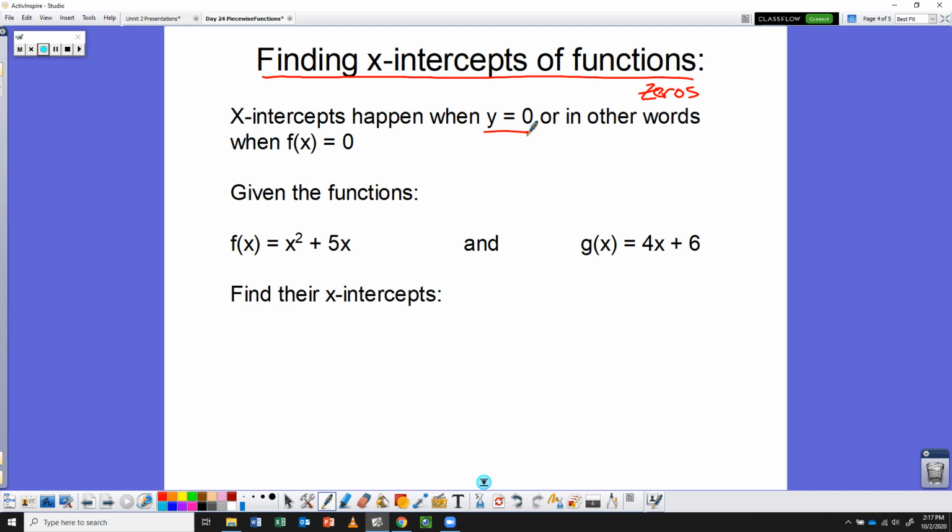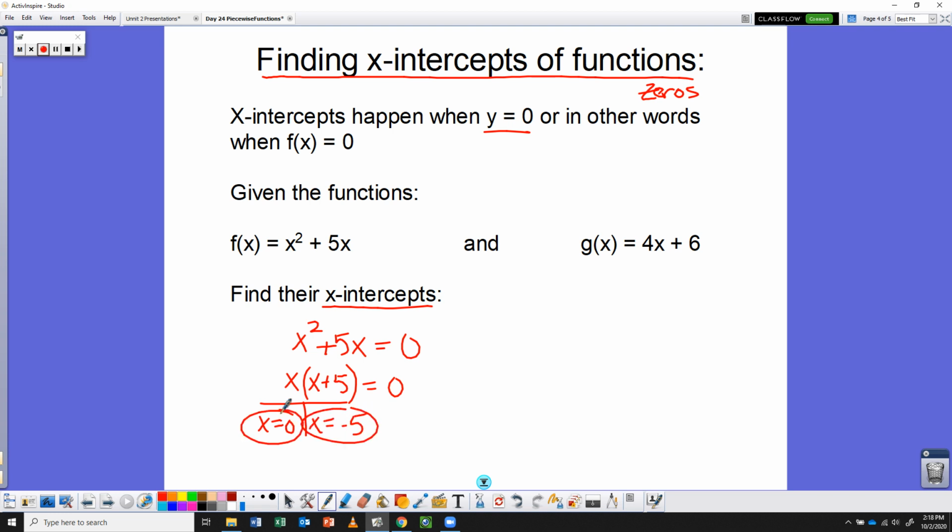So if you're given these two functions, f of x being x squared plus 5x and g of x being 4x plus 6, if somebody were to ask you to find their x-intercepts and you were doing this manually by hand, you would want to take the formula for the function and set it equal to 0. Now this falls back on the tactics that we learned in the prerequisite chapter about how to solve different types of equations. This one happens to be a quadratic equation, so I'm going to try to factor it and then set each factor equal to 0 to get my answers. So x equals 0, x equals -5 would be the two answers for this problem.